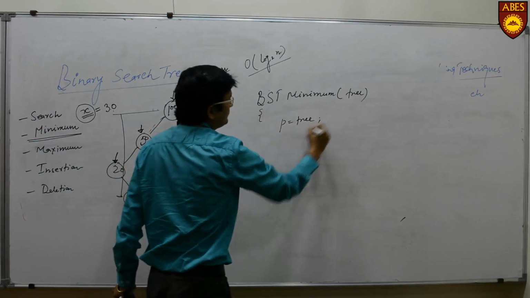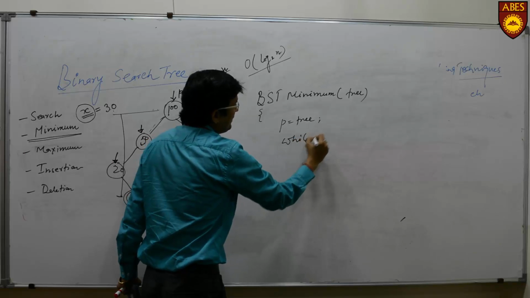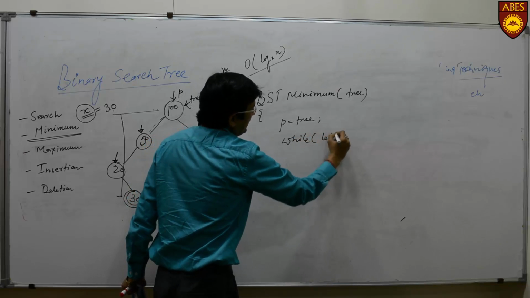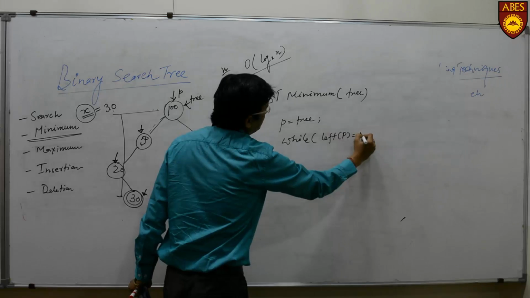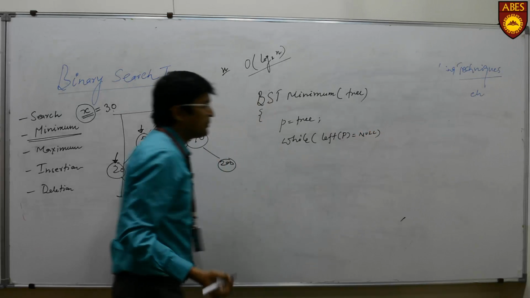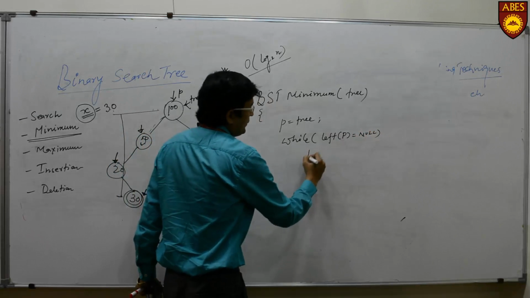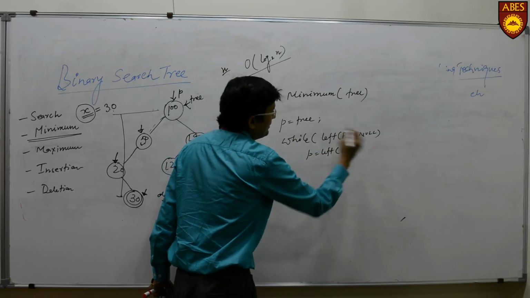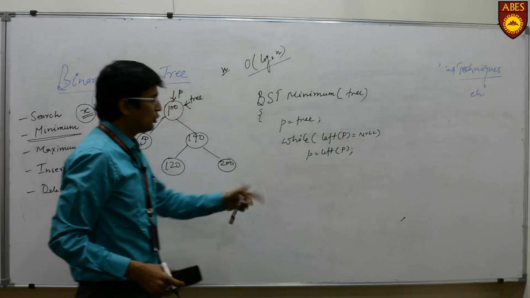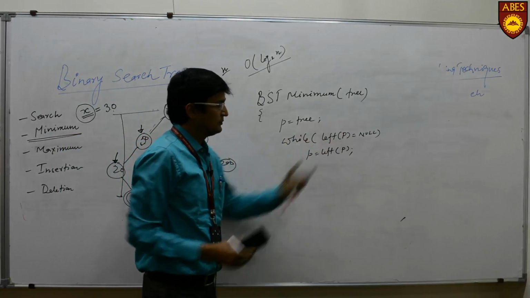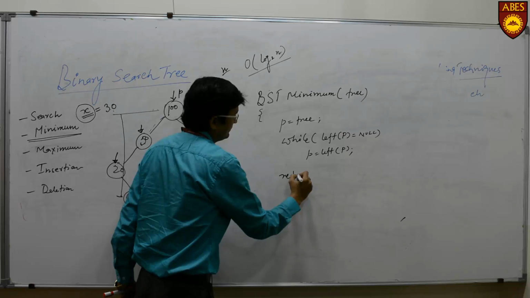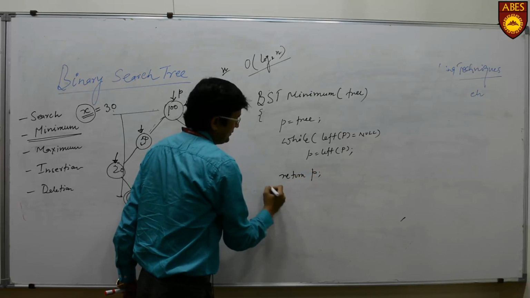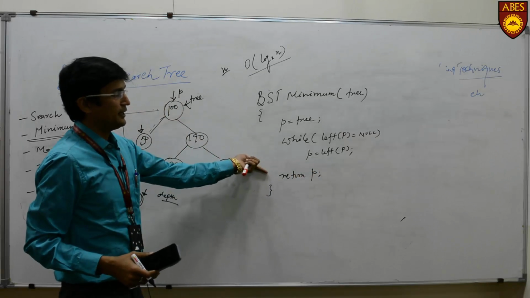Now for the extreme left element, left of that will be null. So while left of P is not null, we go towards the left. The moment left of P becomes null, it means there is no left element to that node. In that case, we will return the pointer to that node, saying that this is the node containing the minimum information.